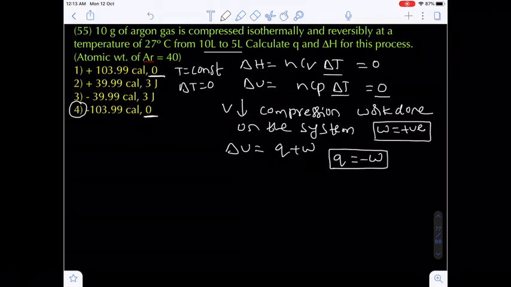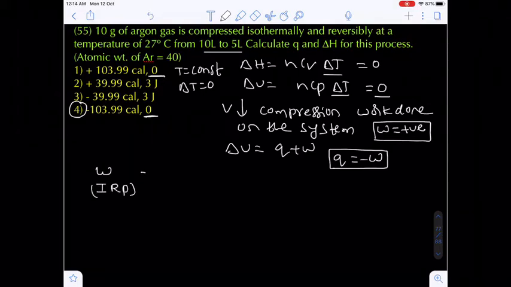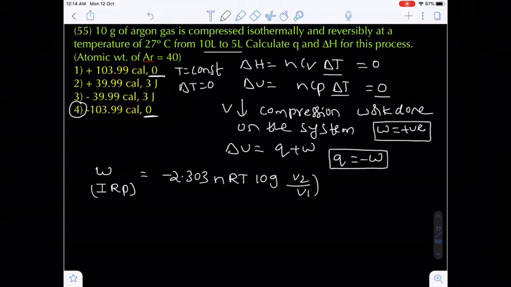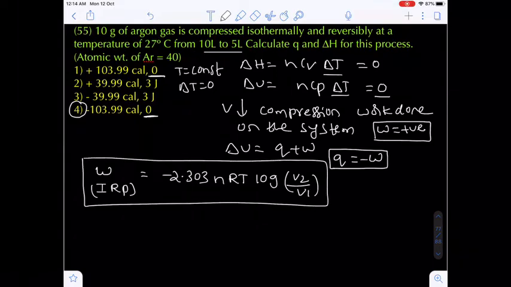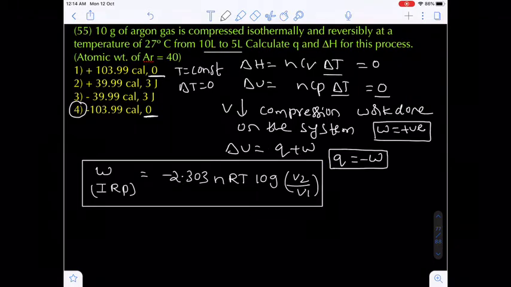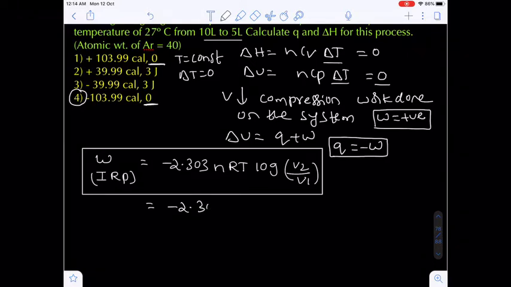But actually if you want to calculate the exact value, then calculate the work done. Work done value in an isothermal reversible process will be equal to minus 2.303 nRT logarithm of final volume upon initial volume. Remember this formula, it is valid for both compression as well as expansion of an ideal gas in an isothermal process.